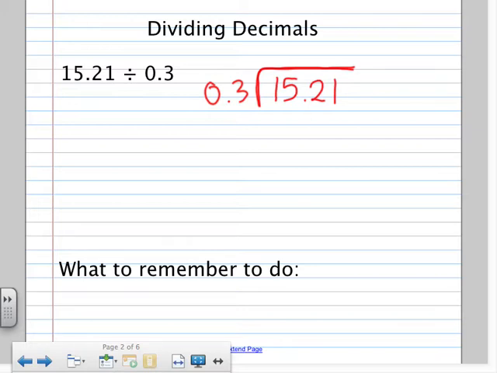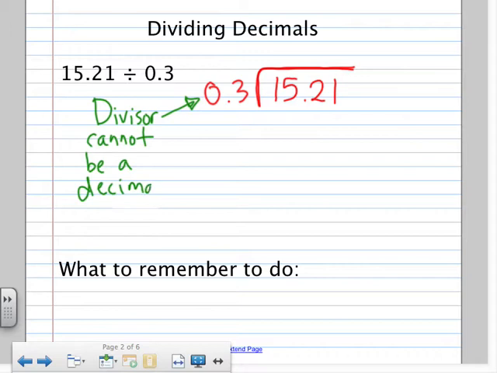All right, so what matters is that the divisor is not a decimal. Divisor, the one outside, cannot be a decimal. So this is a decimal, so what do we do about it? All we have to do is slide the decimal point until it's no longer a decimal, so I slide it over and make it 3.